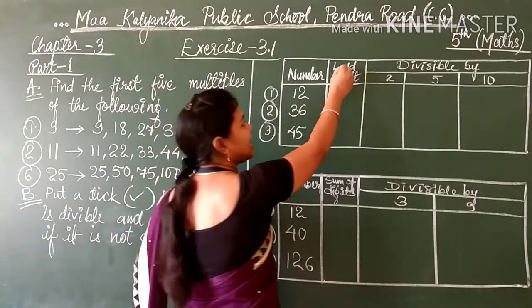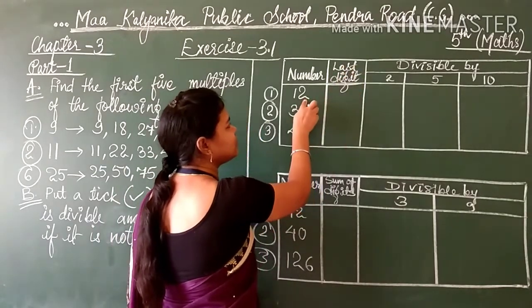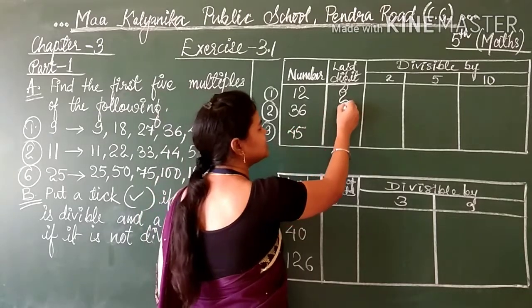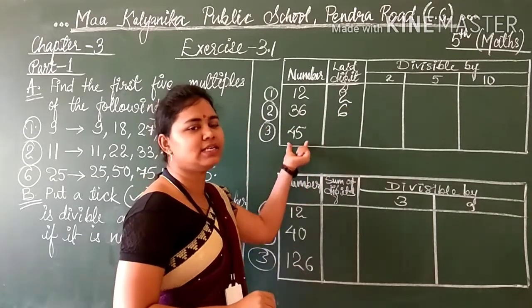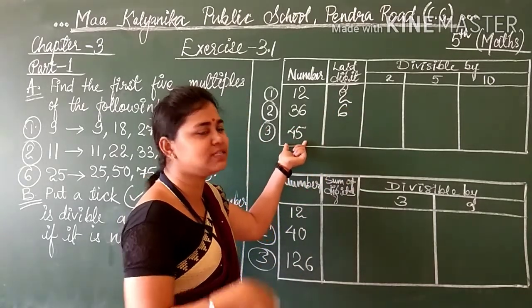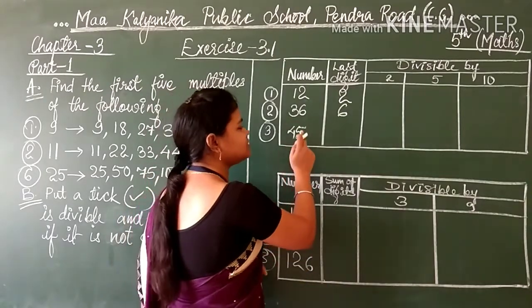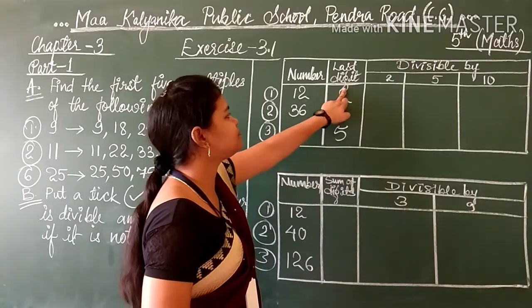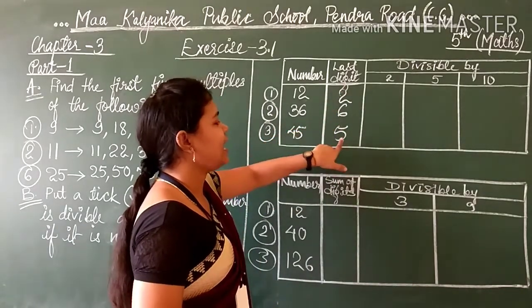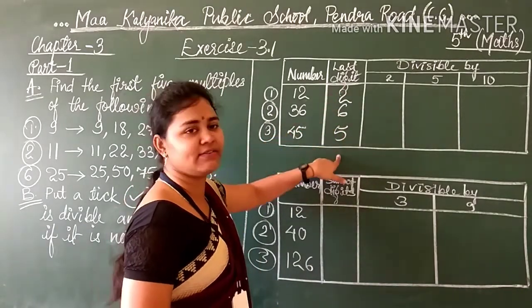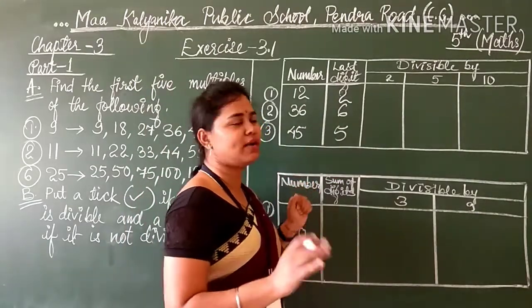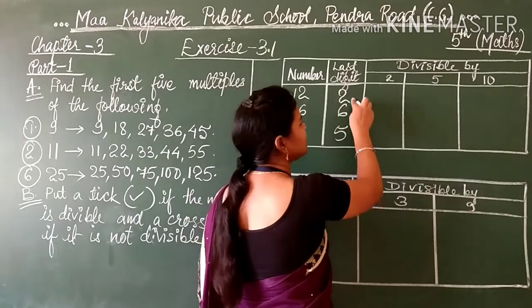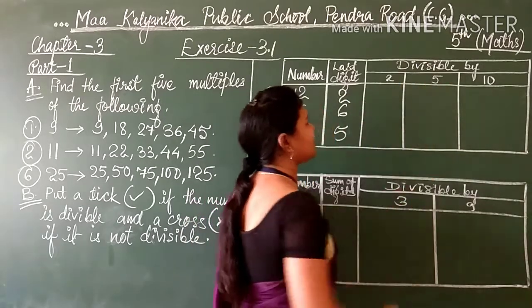So students, the last digit of this number is 2. The last digit of 36 is 6. And what is the last digit of 45? Last digit means the last number. 4 and 5 are there, so 5 is the last digit. So 2, 6 and 5 are the last digits given here. Now you have to see one by one whether these are divisible by 2, 5 or 10.